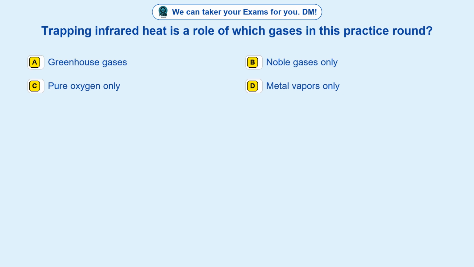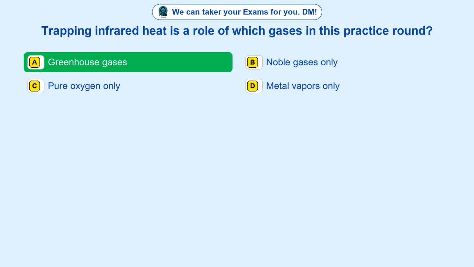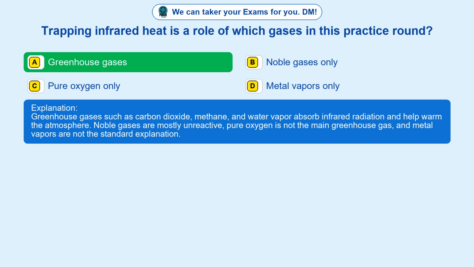Question 88. Trapping infrared heat is a role of which gases in this practice round? Option A, greenhouse gases. Option B, noble gases only. Option C, pure oxygen only. Option D, metal vapors only. The correct answer is option A. Greenhouse gases. Greenhouse gases such as carbon dioxide, methane, and water vapor absorb infrared radiation and help warm the atmosphere. Noble gases are mostly unreactive, pure oxygen is not the main greenhouse gas, and metal vapors are not the standard explanation.